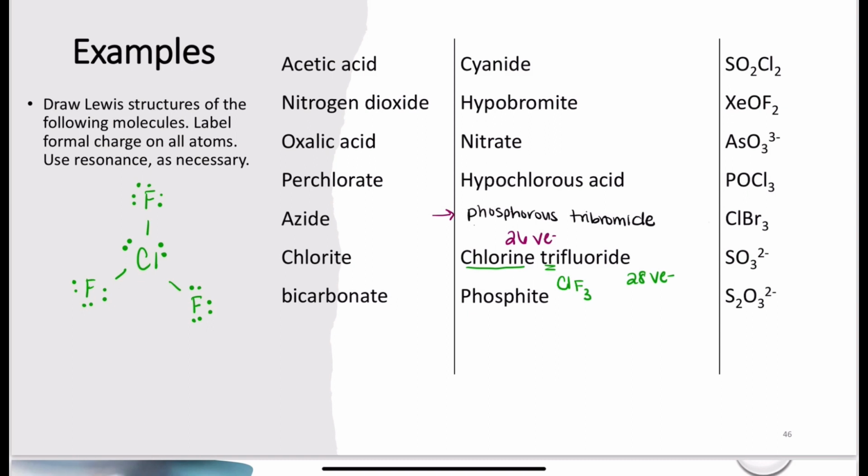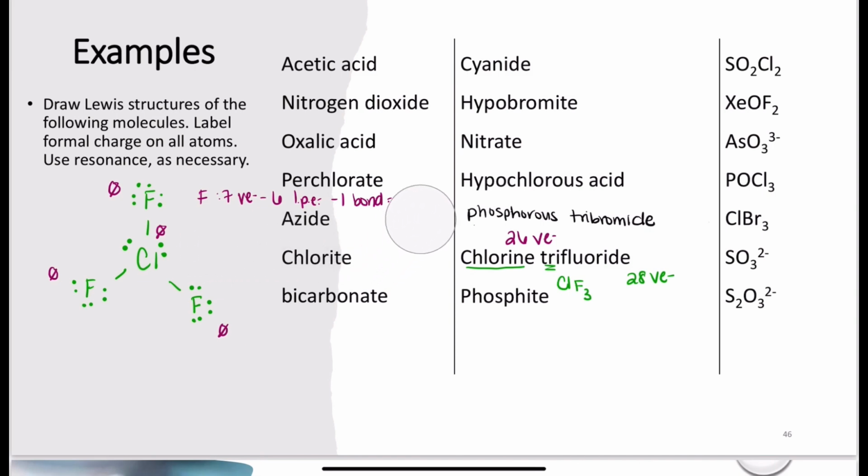Now I'm going to check my formal charge. Fluorine, 7 valence electrons, minus 6 lone pair electrons, minus 1 bond, gives me 0. All of these fluorines have a 0 formal charge. The chlorine, also 7 valence electrons. The chlorine has 4 lone pair electrons and 3 bonds. Overall, also a 0 formal charge.